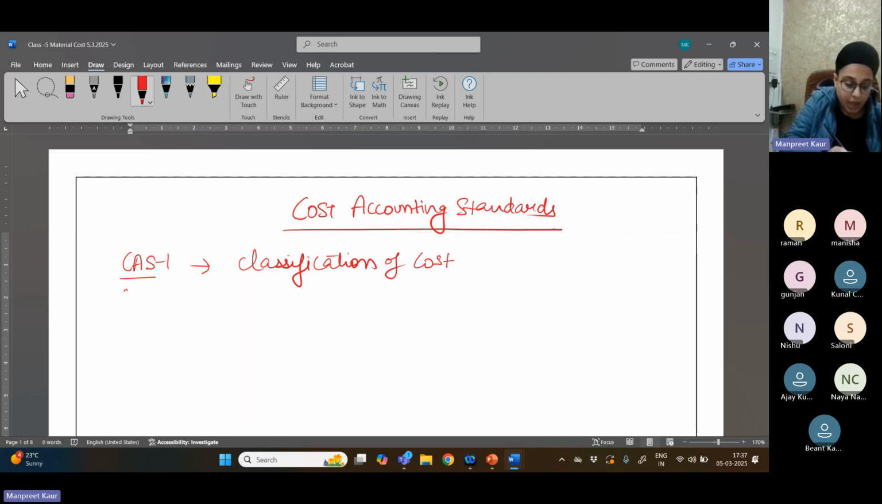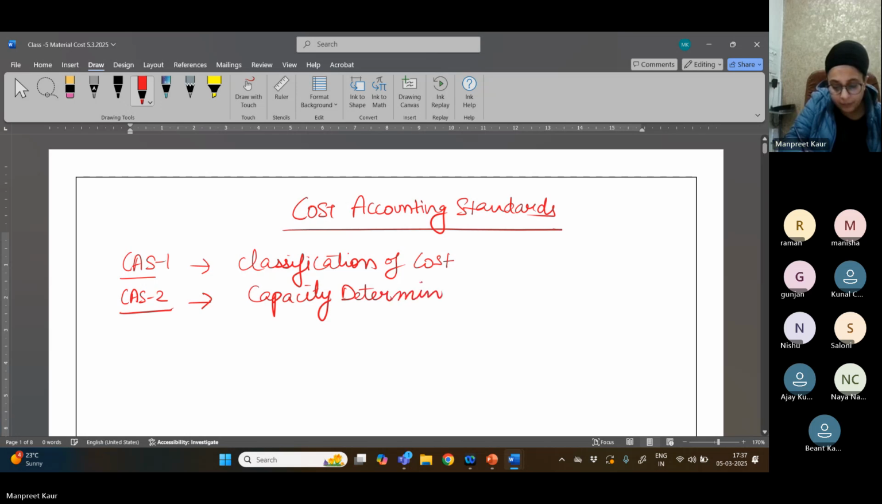Second is the CAS 2. CAS 2 is the capacity determination. There are many types of capacity which we will discuss when we do the cost accounting standards in detail. Capacity determination, as the name indicates, has many types of capacity: installed capacity, practical capacity, actual capacity.